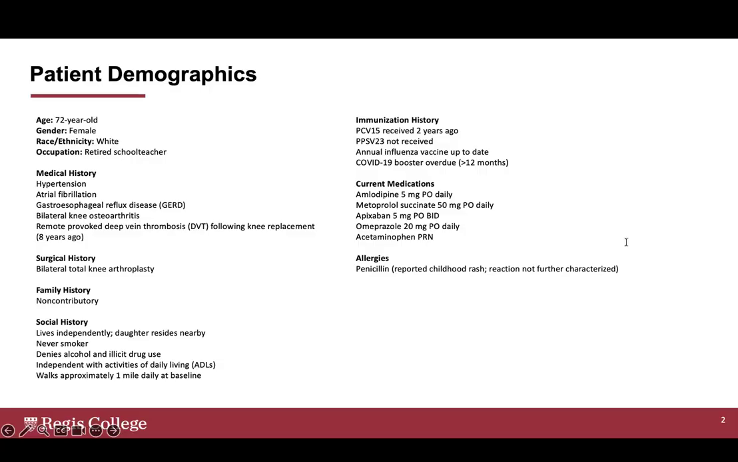Her immunization history was also relevant as she had received the PCV-15 approximately 2 years earlier and her annual influenza vaccine, but had not completed the recommended pneumococcal series and was overdue for her COVID-19 booster. As primary care providers, preventative care is an important part of our role. In this case, it reinforced the need to address vaccination status once the patient's acute illness had resolved.